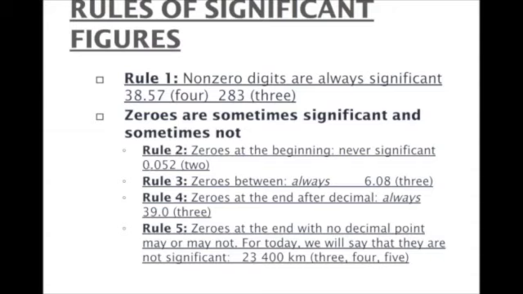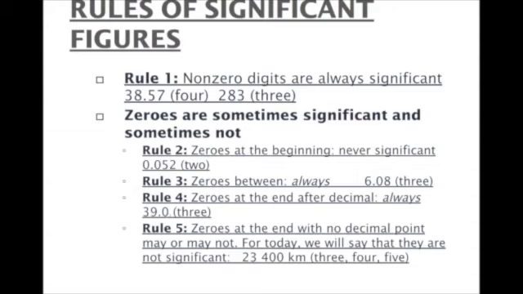Rule 3, zeros in between are always significant. So in 6.08, this zero is in between two other numbers, which means it is significant. So 6.08 will have three sig figs. Rule 4, zeros at the end after the decimal are always significant. If there is a decimal there and there are zeros at the end, then they will be significant. So 39.0. You see that decimal, and there's a 0 at the end. There's also a 3 and a 9, so there would be three significant figures.